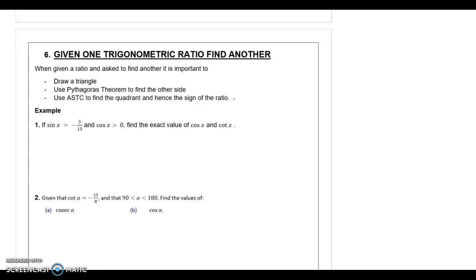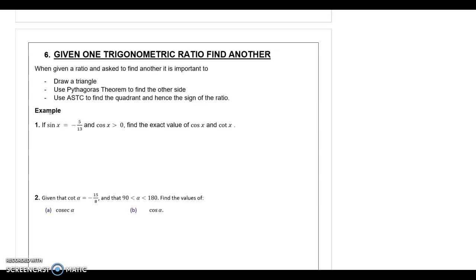Okay, so let's have a look at question 1. It says, if sine of x is equal to minus 5 over 13 and cos of x is greater than 0, find the exact value of cos of x and cot of x. It looks like a little bit of a mouthful, a lot of words there. We need to break it down. Remember, I want you to look at the question part by part. The first part says, if sine of x equals minus 5 over 13. Now we can do something with that.